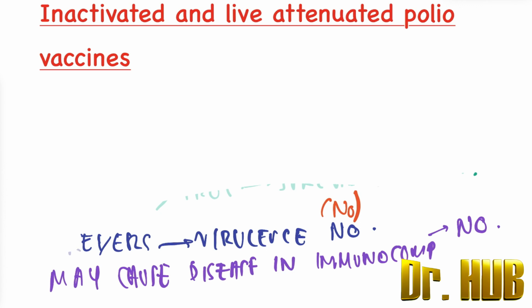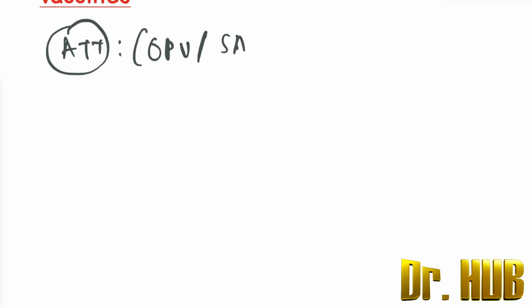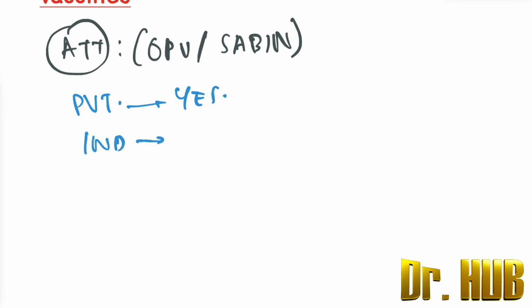Now let's look at the attenuated vaccine, that is the OPV or the Sabin. Whether it prevents the disease, the answer is yes. Whether it induces the humoral IgG, the answer is again yes.